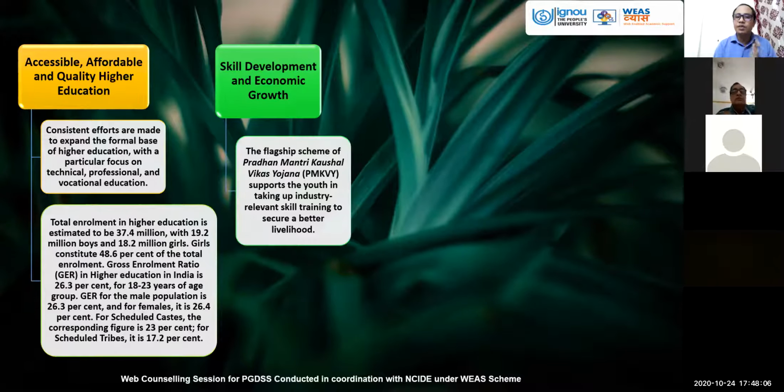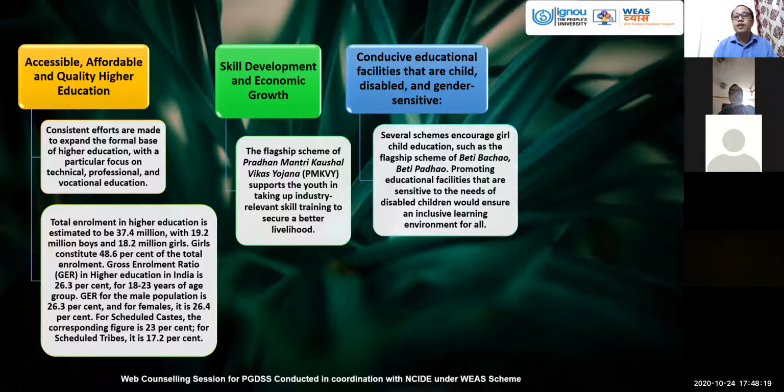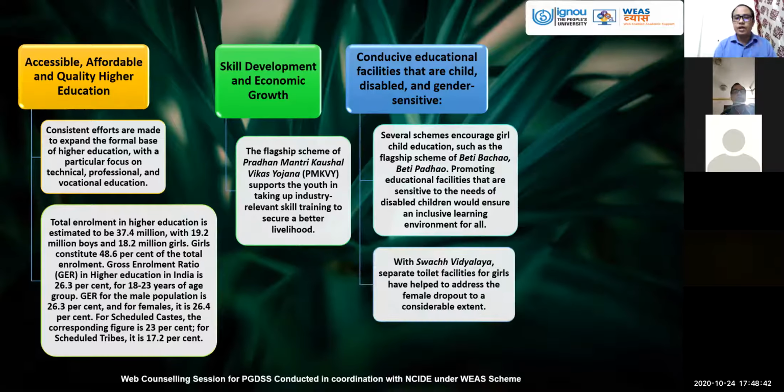Under that, we have Pradhan Mantri Kaushal Vikas Yojana that supported youths in taking up industry level, relevant knowledge and skill to secure a better livelihood. We have conducive educational facilities that are child, disabled, and gender sensitive. Several schemes like Beti Bachao, Beti Padhao also promote educational facilities that are sensitive to the needs of disabled children and girl children, and inclusive education and different schemes were introduced. Then under Swachh Vidyalaya, we have separate toilet facilities for girls that have addressed female dropout to a considerable extent.